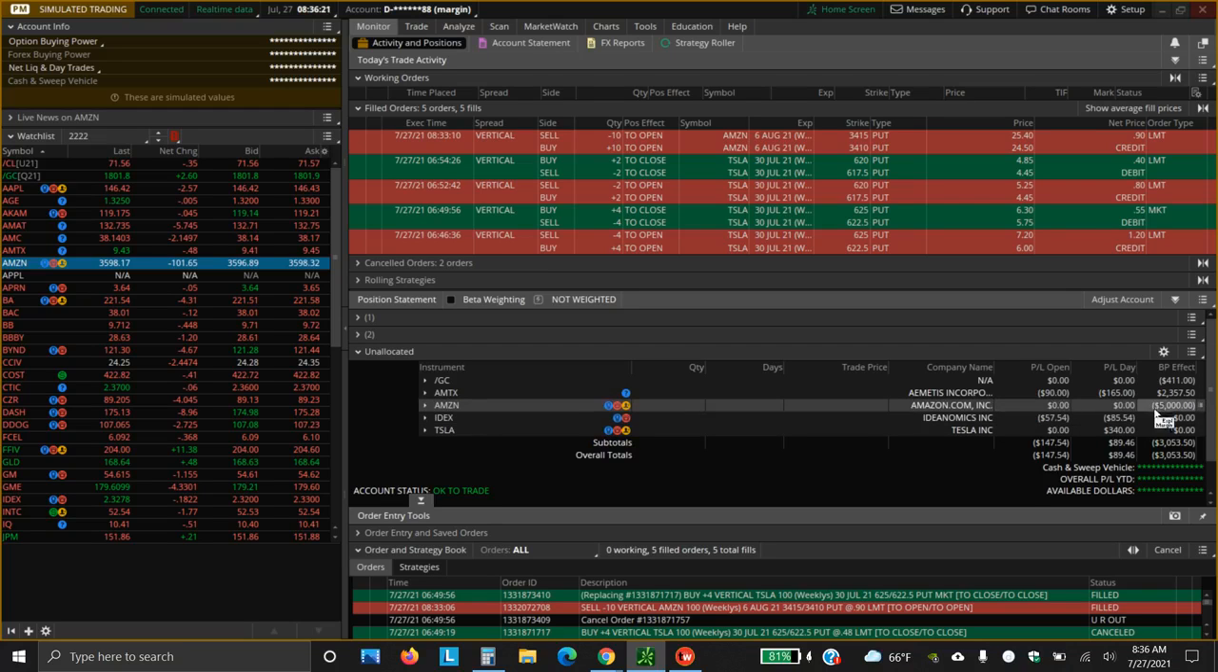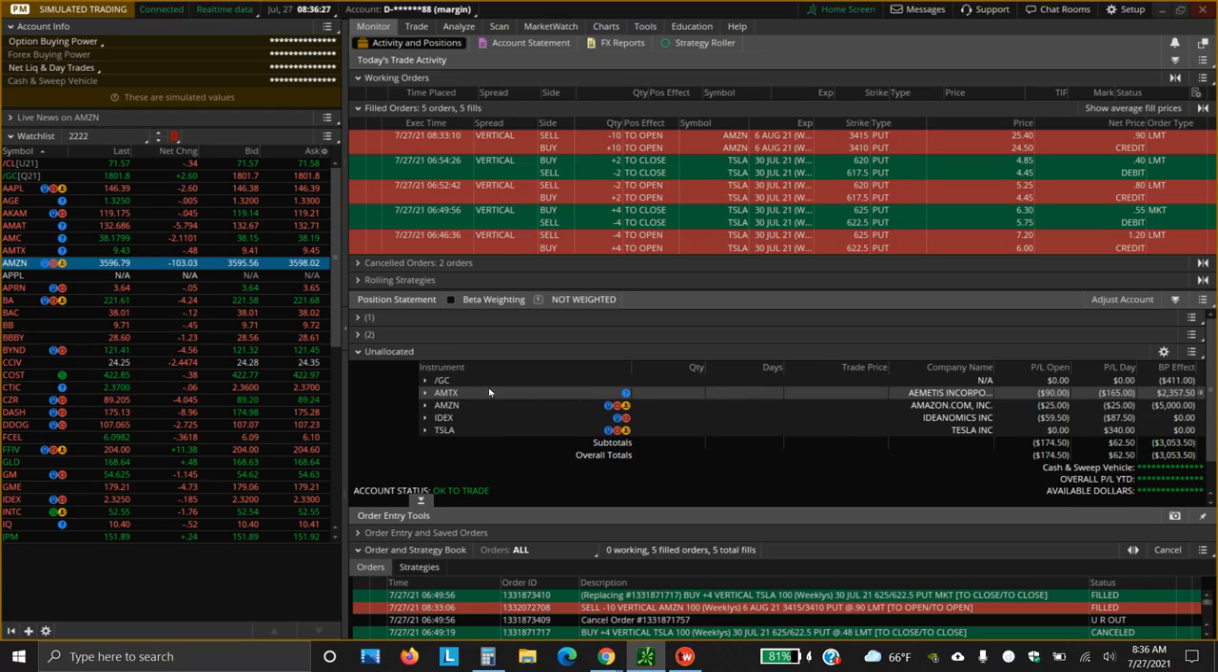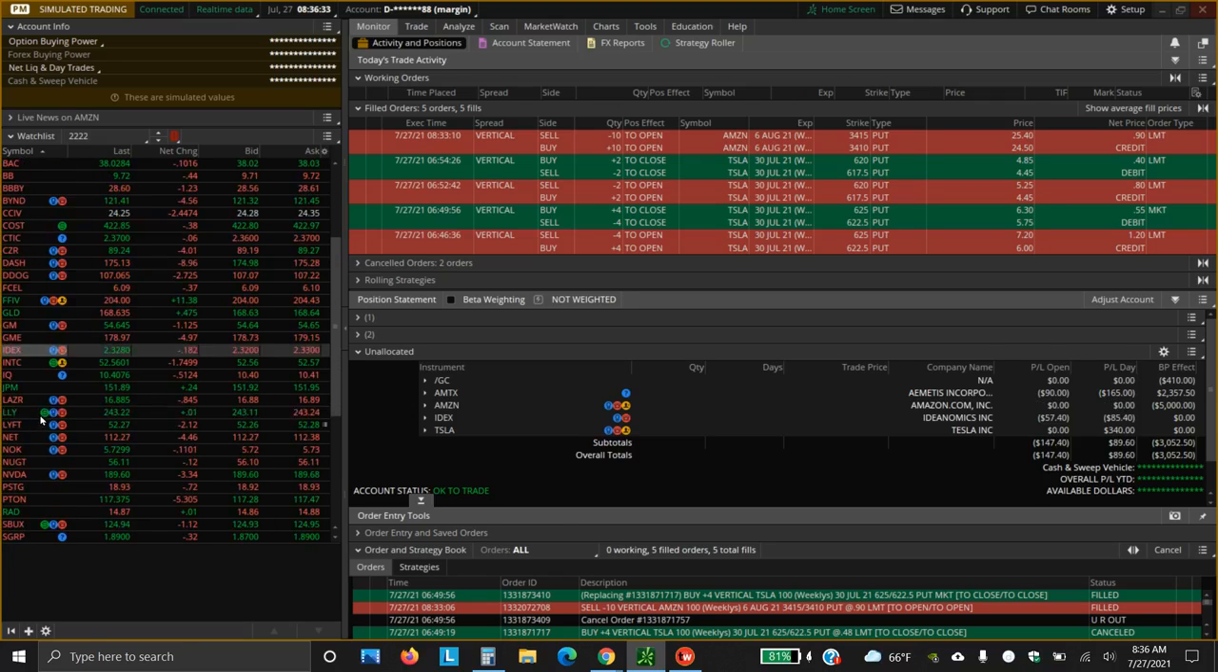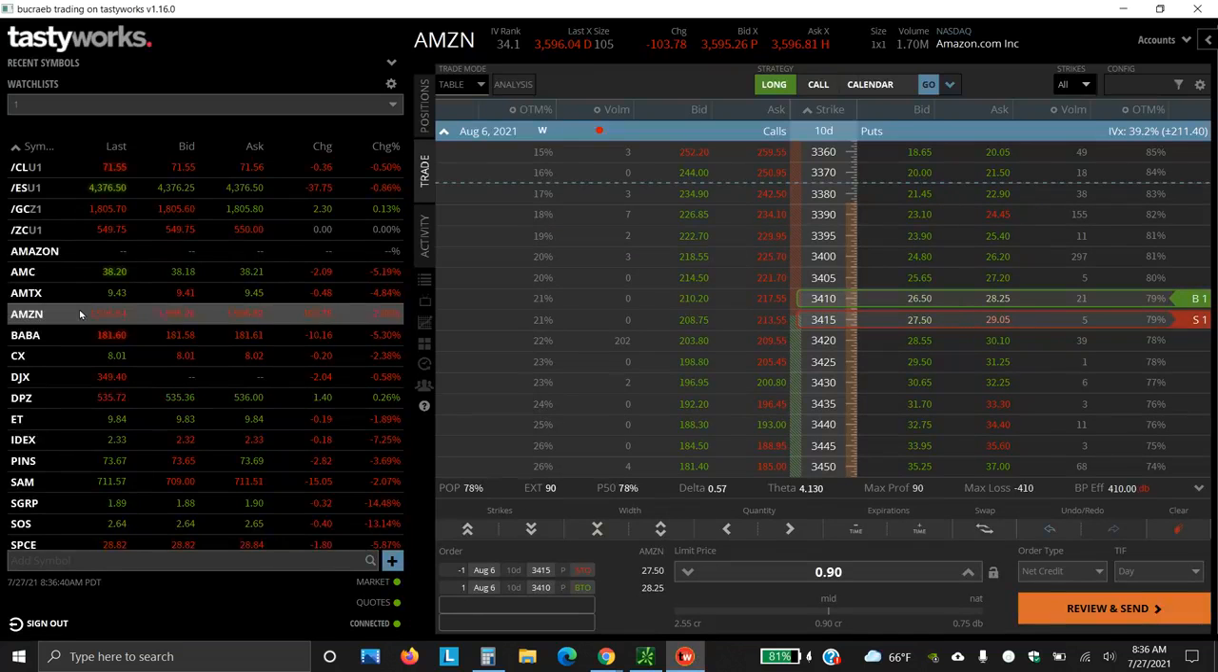See Amazon, it's like nothing. See 5,000 collateral right there. See, we're just broke even. We're not making any money because we just made the trade. So the next bet is on Tesla. I want to look at the chart and see if there's any upcoming earnings.